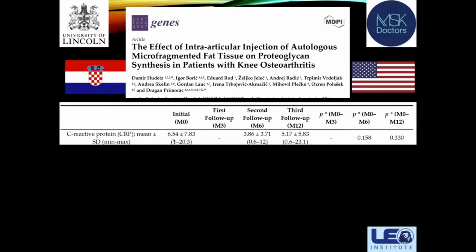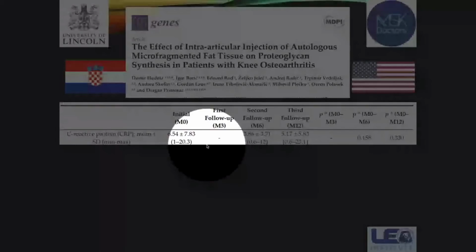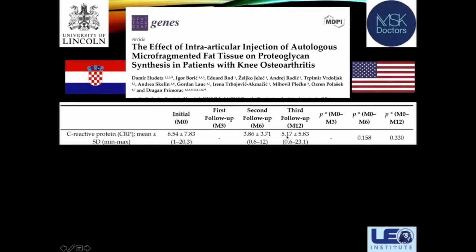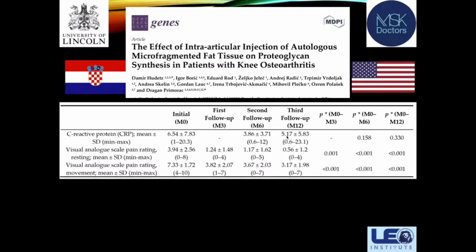Now the interesting thing is that at 6 months after the injection, they checked the C-reactive protein, and at 12 months they checked it as well. This number has not gone up significantly. If anything, you can see it has gone down slightly, however these changes are not statistically significant. So we could say that there's no change in the C-reactive protein, which means that the fat injection does not give any inflammatory response.